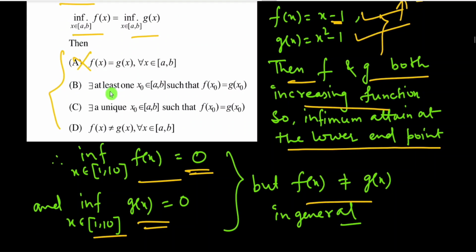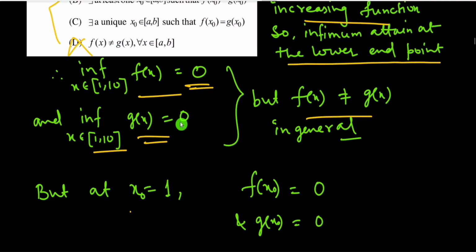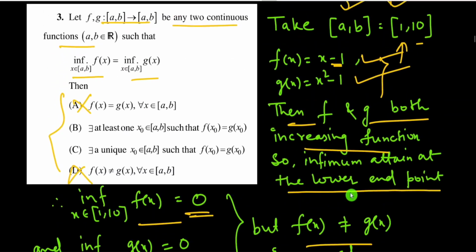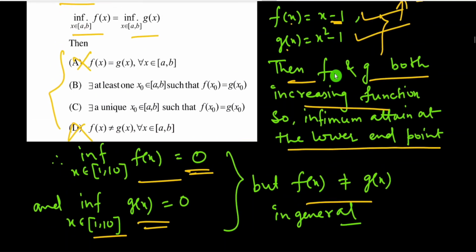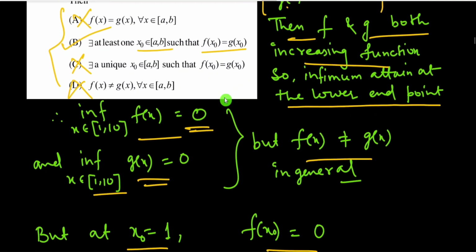Equal function. Also, option D is not correct. Now, but at x0 equal to 1, f(x0) equal to 0, since at x equal to 1, f(1) equals 0 and g(1) also equals 0. But this is not the unique point, because if we take another function which is of higher degree, then we can get many such x0 for which this condition is satisfied. Therefore, this option is not correct. There exists at least one x0 belonging to [a, b] such that f(x0) equals g(x0). This option B is correct here.